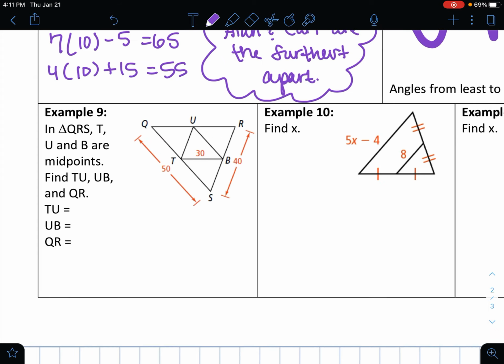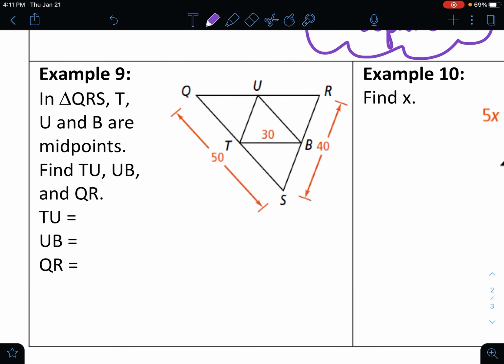All right, so we have this. Oh, this is a mid-segment problem. Because it says midpoints. U and B are midpoints, which means that's equal to that, that's equal to that, okay? Oh, and T as well. 1, 2, 3, 1, 2, 3. So this is definitely a mid-segment problem.